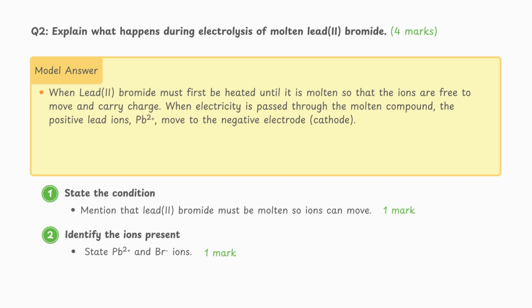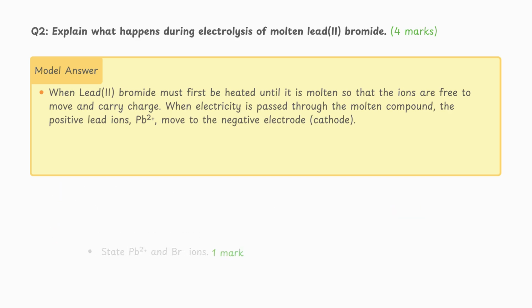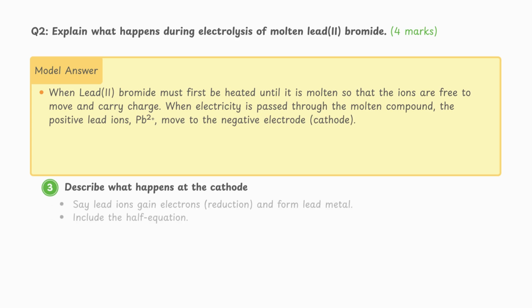Now let's move to the actual reactions that happen during electrolysis. Describe what happens at the cathode. The lead ions gain electrons, reduction, and are deposited as lead metal.